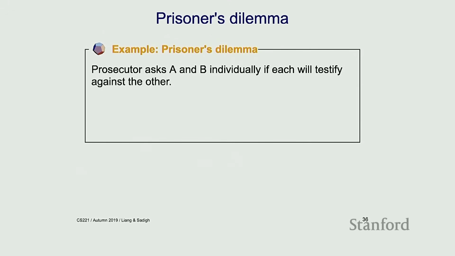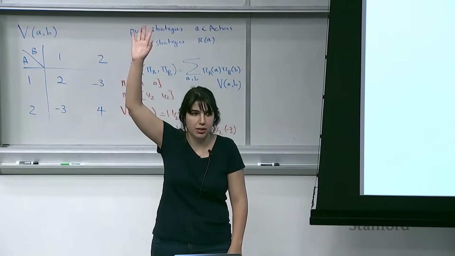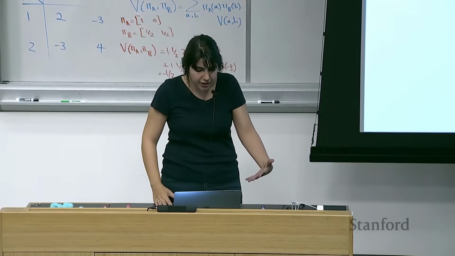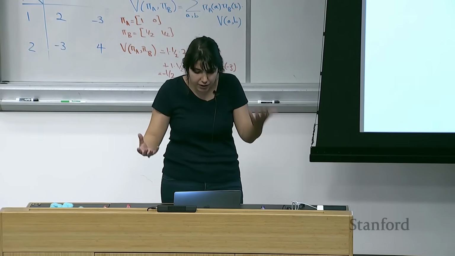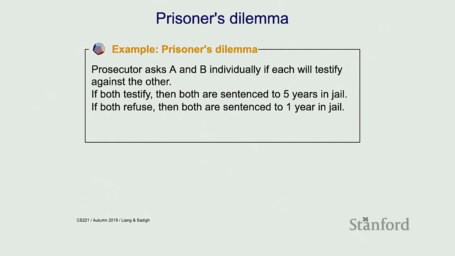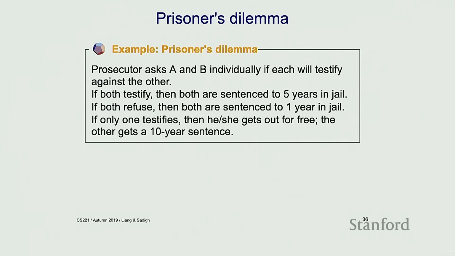So I want to motivate that by this idea of prisoner's dilemma. How many of you have heard of prisoner's dilemma? Okay, good. So the idea of prisoner's dilemma is you have a prosecutor who asks A and B individually if they will testify against each other or not. If both of them testify, then both of them are sentenced to 5 years in jail. If both of them refuse, then both of them are sentenced to 1 year in jail. If one testifies, then he or she gets out for free, and the other one gets a 10 year sentence. Play with your partner real quick.